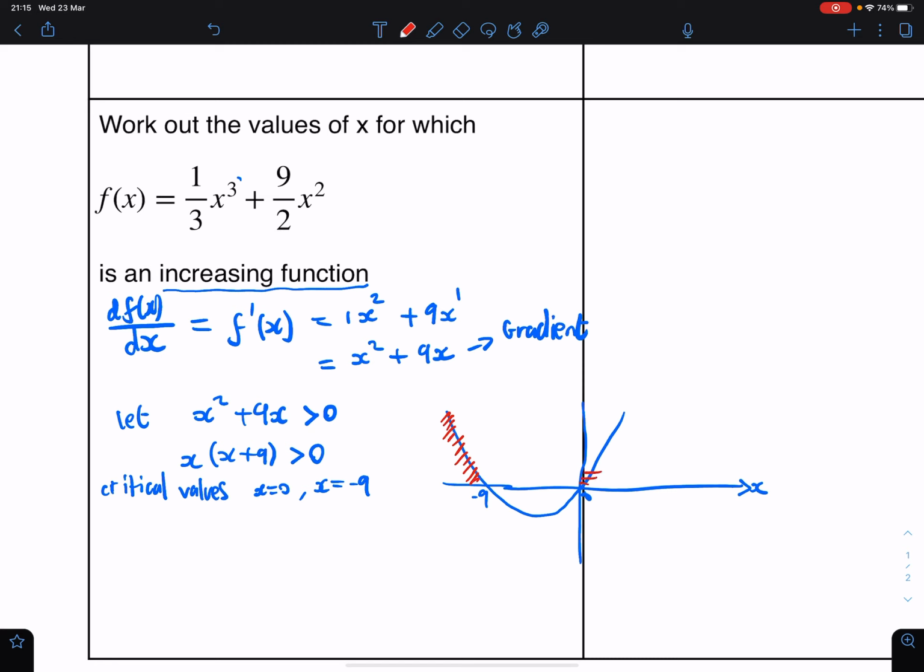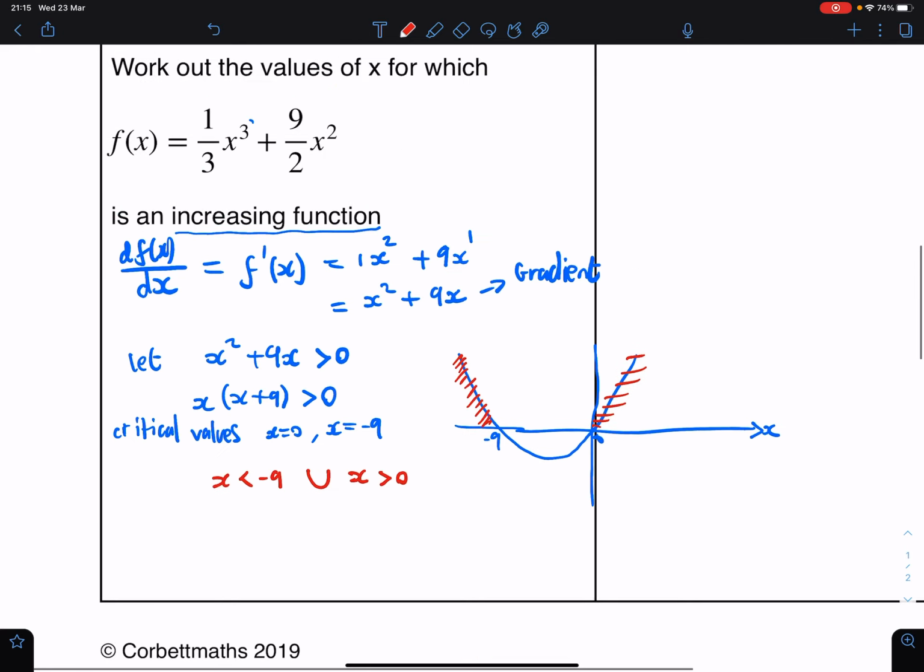And then over here. So notice how that's when x is less than minus 9 because it's to the left of minus 9. So x is less than minus 9. Or, and our symbol for or in maths is that union, when x is greater than 0 because it's to the right of 0. Okay, and that's it for this.